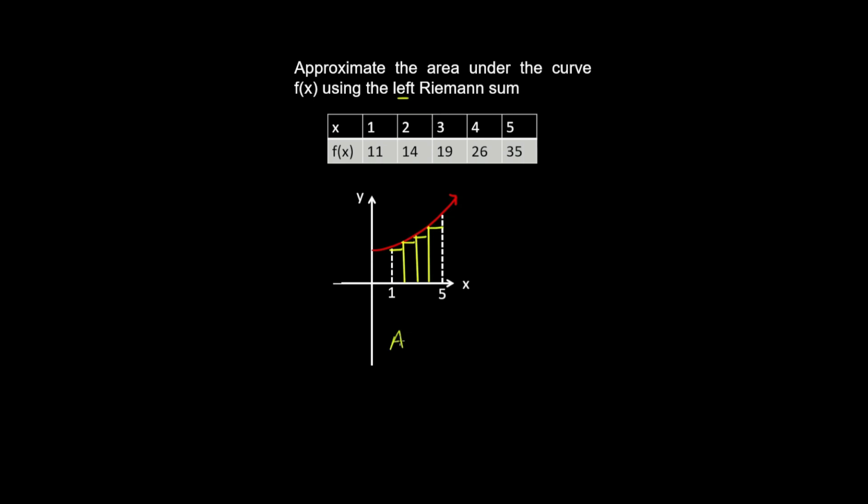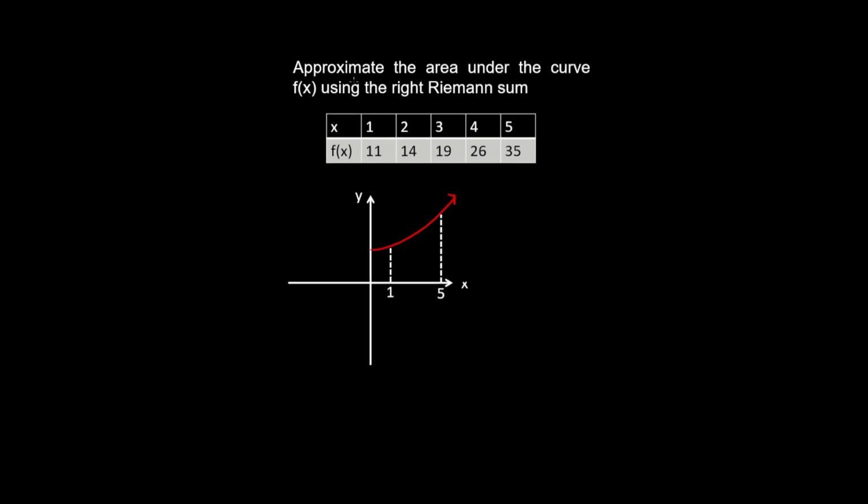So therefore, the area is approximately 5 minus 1 on 4 rectangles. So that's the width of each rectangle. And then we just multiply by the height of the left of each of those rectangles, which is given in a table. So that will be 11 plus 14 plus 19 plus 26. So that gives an area of approximately 70.